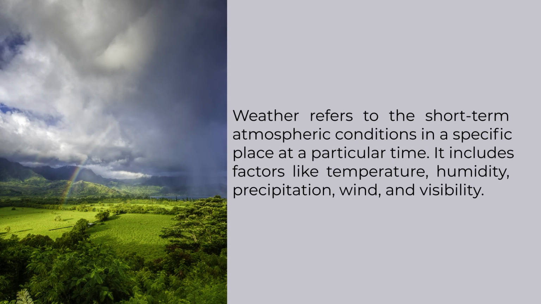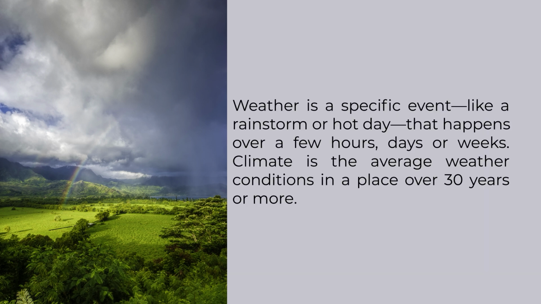So here we talked about climate. There are two terminologies that we will be talking about, one is weather, one is climate, which is usually confusing. So what is weather and how is it different from climate? Weather refers to the short-term atmospheric condition in a specific place at a particular time. It includes factors like temperature, humidity, precipitation, wind and visibility. Weather is a specific event like a rainstorm or a hot day.